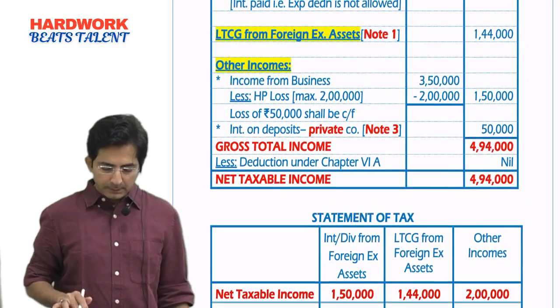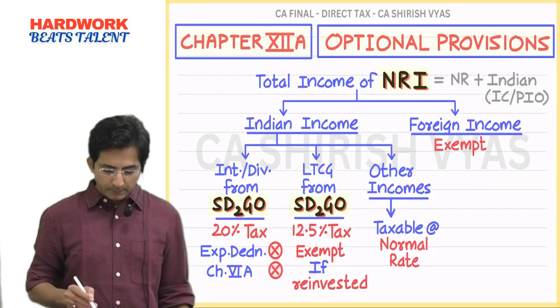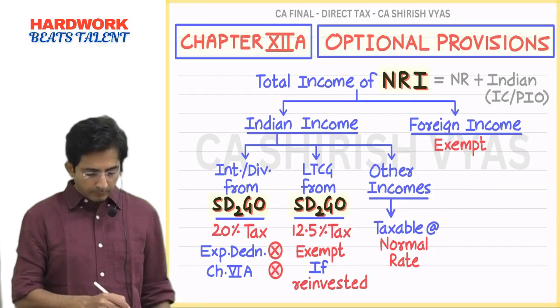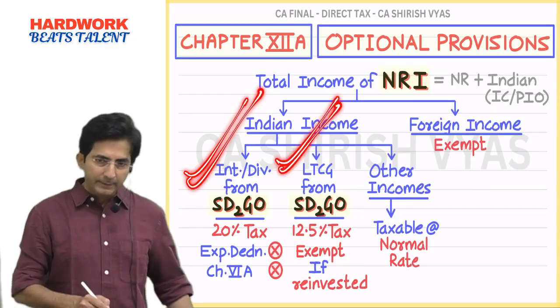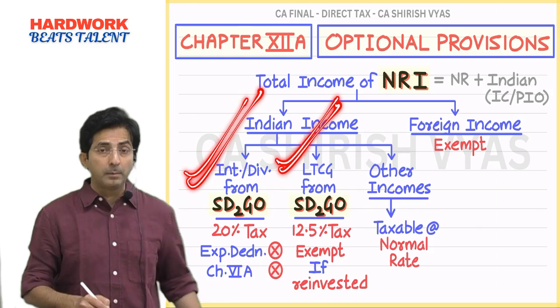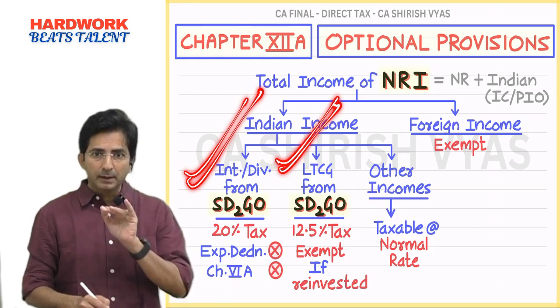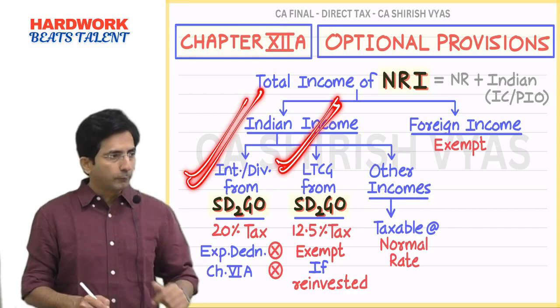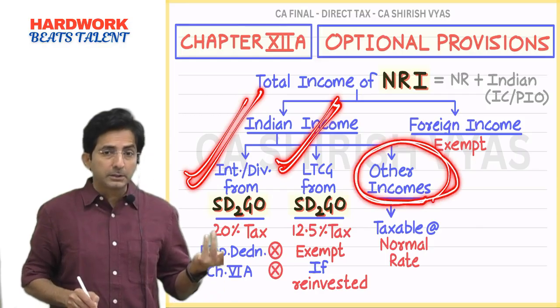Yes, chapter 6A says you can claim for other incomes. See, chapter 6A is not allowed for interest and dividend from Sargo, or for long-term capital gains. If you remember, in one lecture I told you, all special rate incomes, Satak, Latak, winnings, are not eligible for chapter 6A. But for these other incomes, you can take chapter 6A.